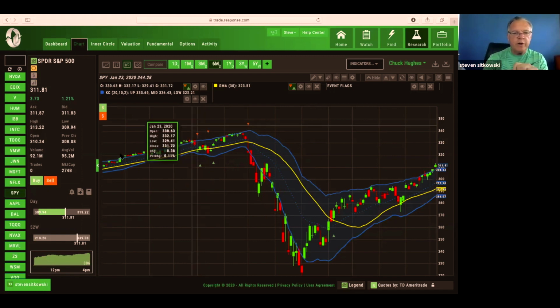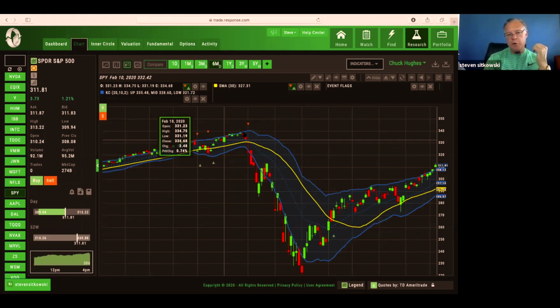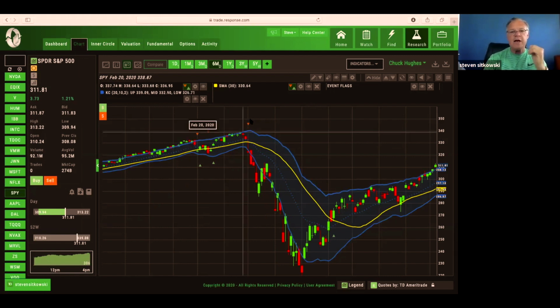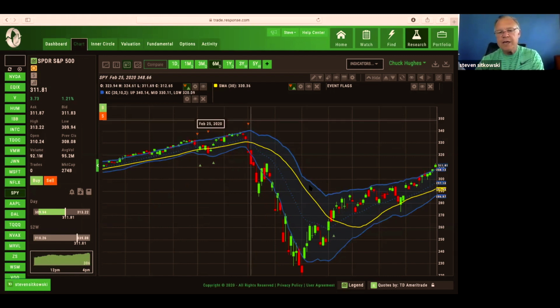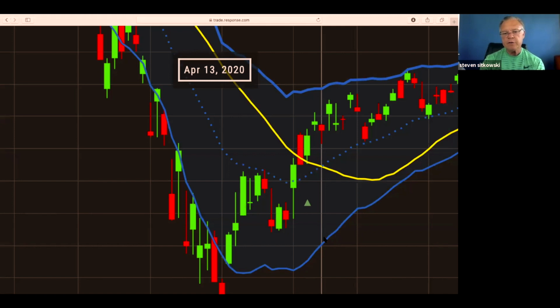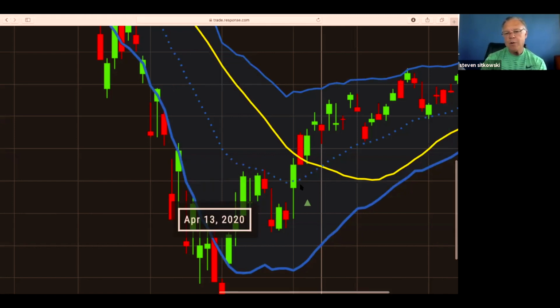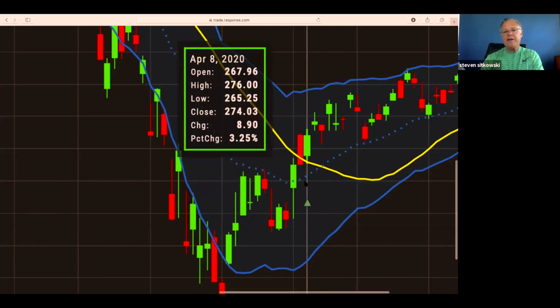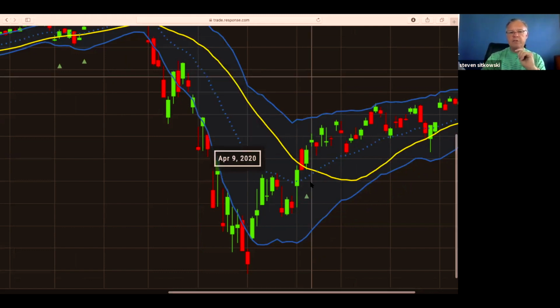So you'll notice whenever the channel gets narrow, normally that is a precursor to a big move, either to the downside or the upside. So the upper and lower bands here that you see, okay, there's the upper band, there's the lower band. In the middle, there's a little dashed line. That is a 20-day simple moving average.